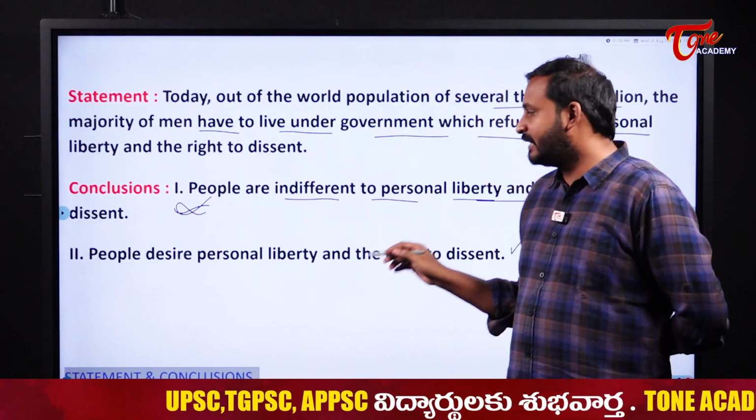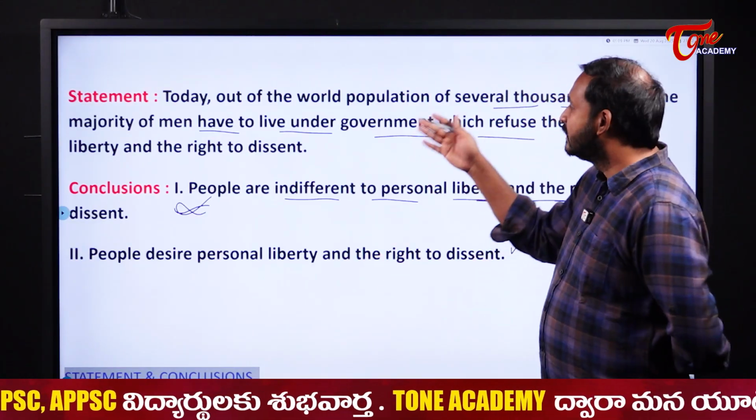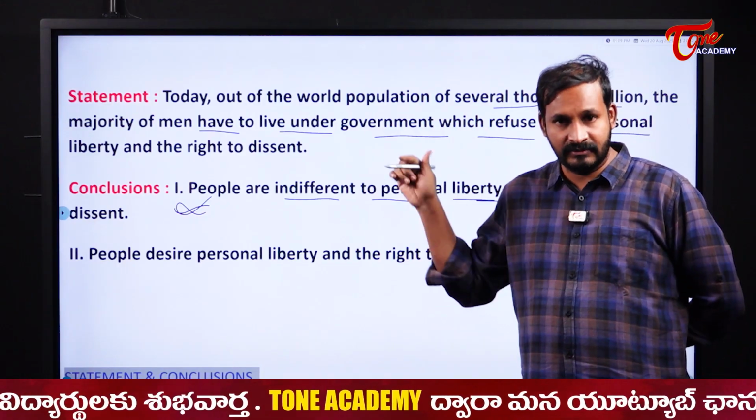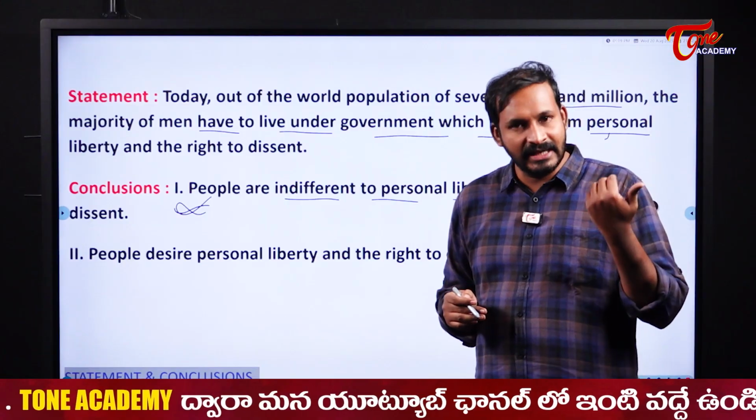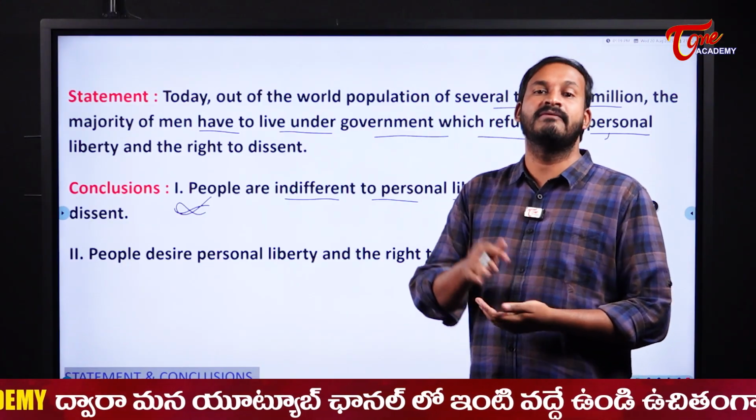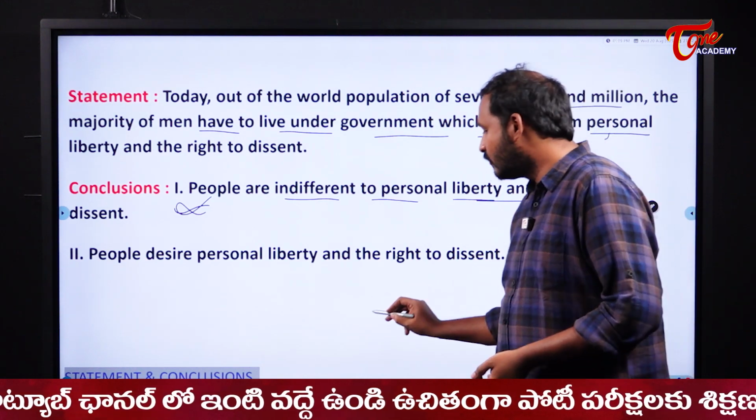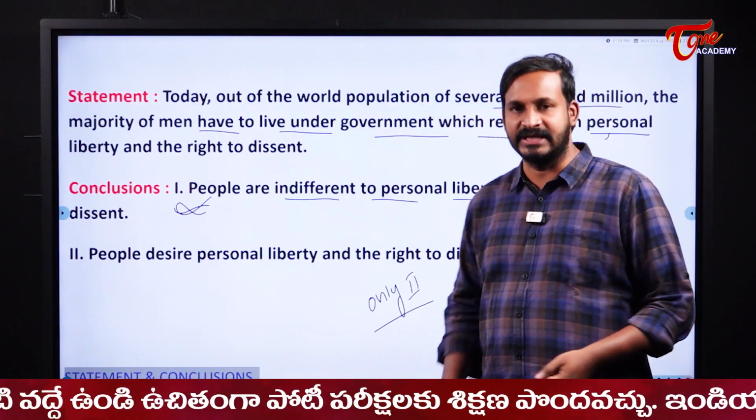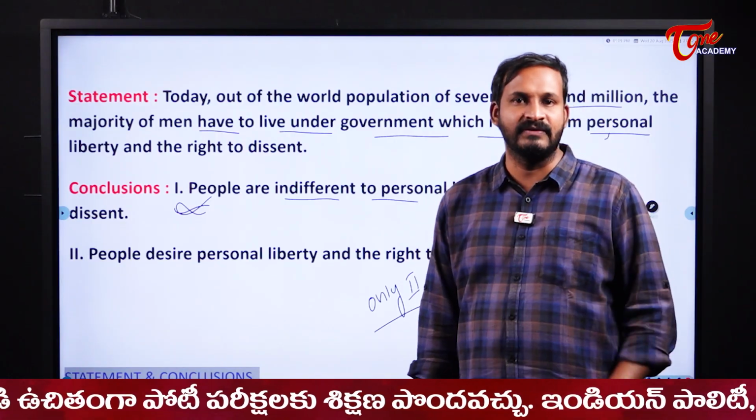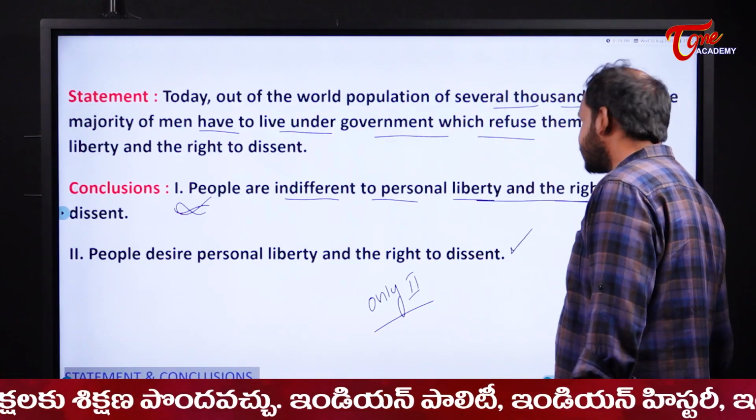Next, people desire personal liberty and the right to dissent. Yes, that is the reason they are still, and that is the thing which was mentioned in the statement, right? Yes, people are desiring it, but they are under governments which refuse these desires. So this one is correct for us. So here only the second one will follow my given statement. Okay, right? See the next one.